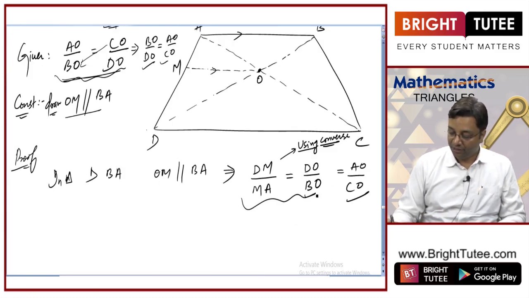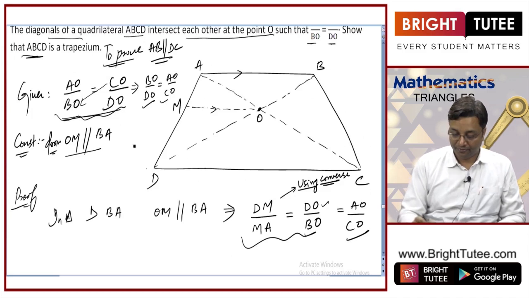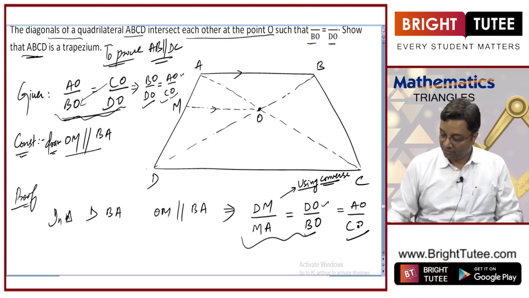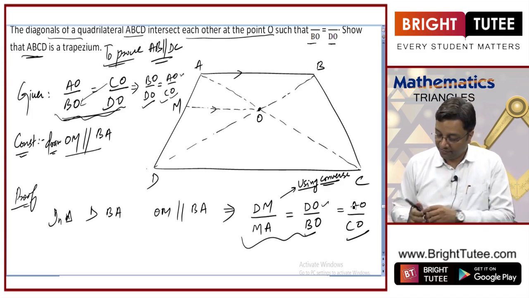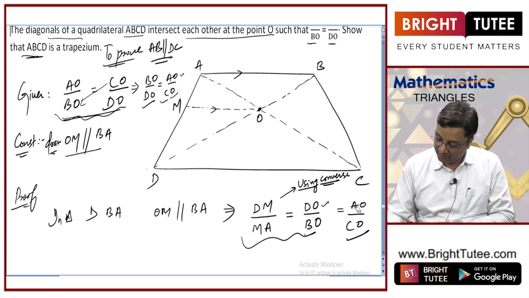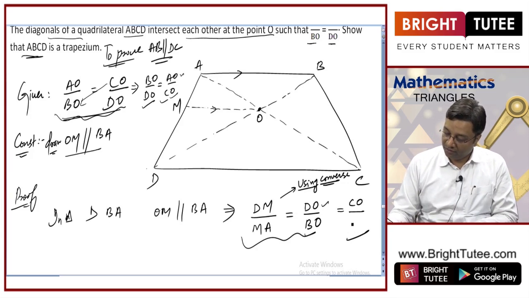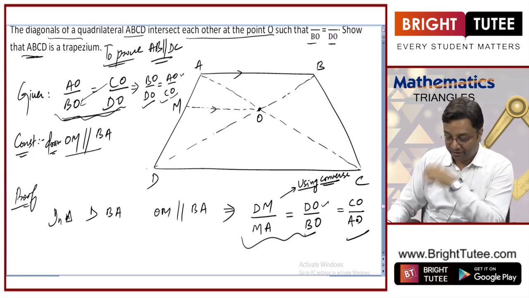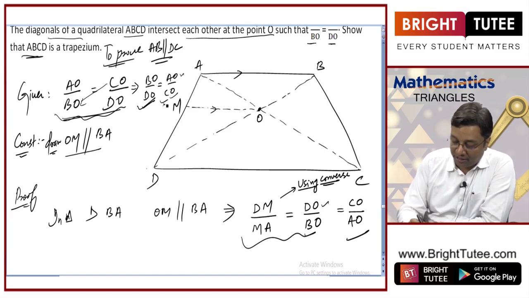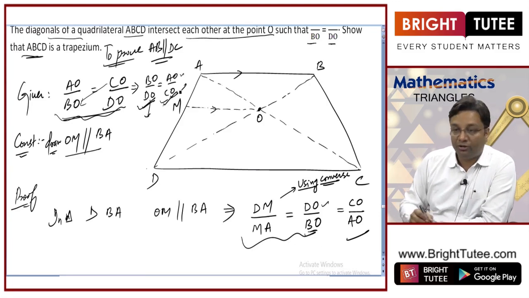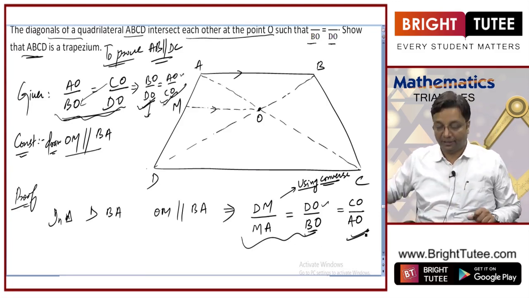So, BO by DO is equal to AO by CO, right. So, we can write it like this. This will be CO by AO, right, because BO by DO is AO by CO. So, the reciprocal of this will be DO by BO and it will be equal to CO by AO, which is this result.